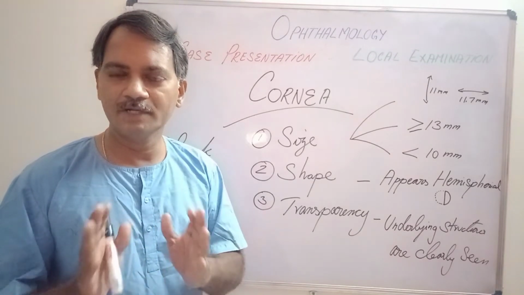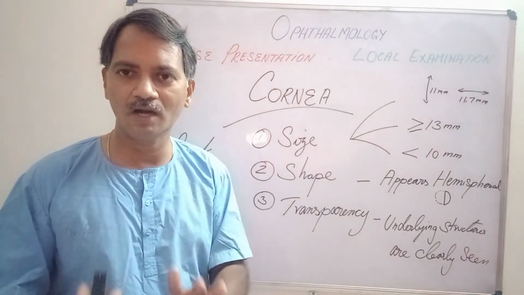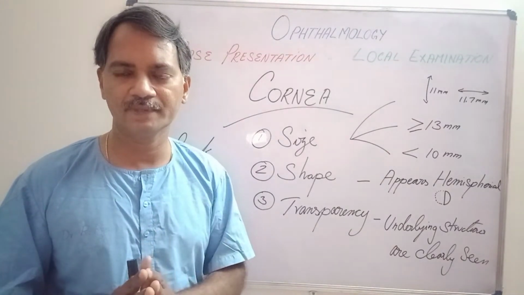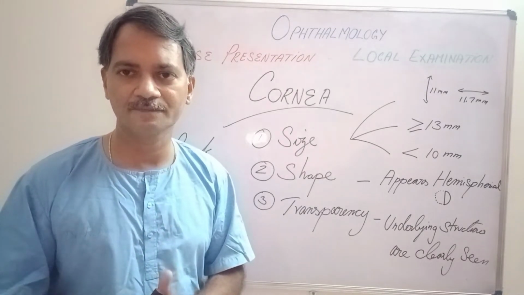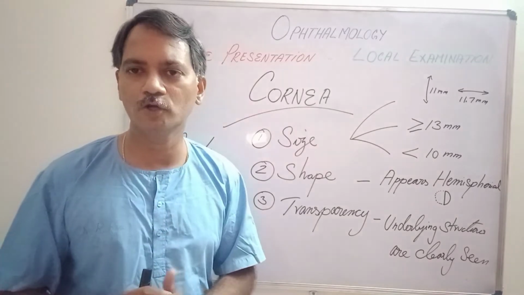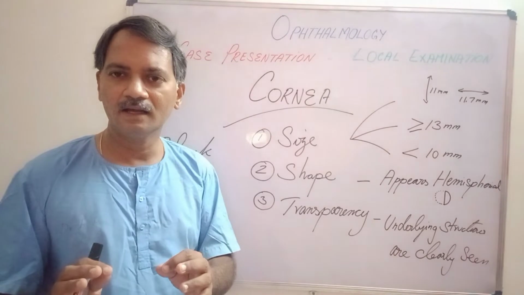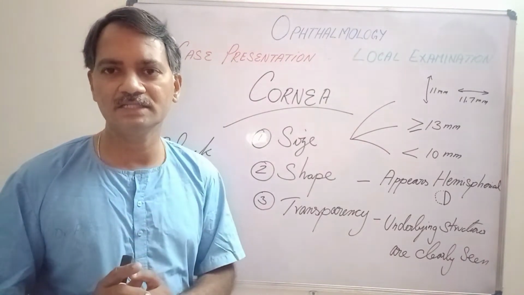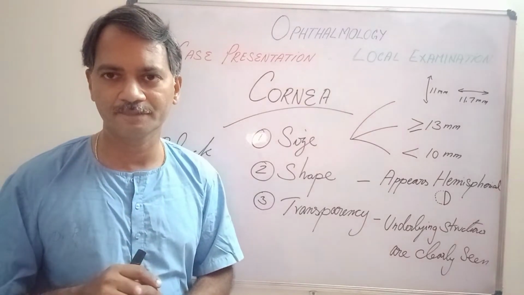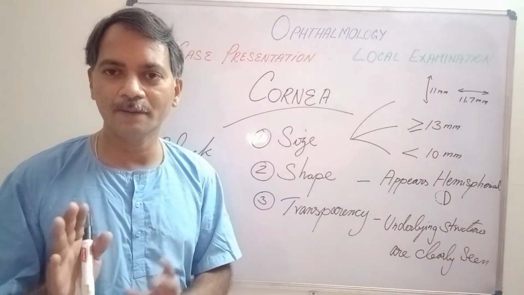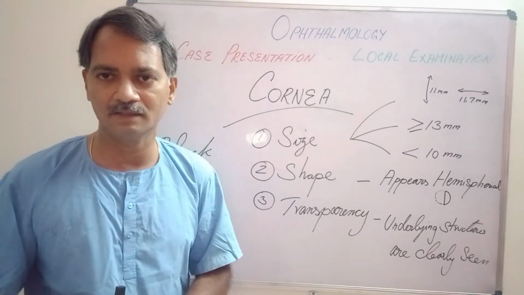If the diameter of the cornea is 13 millimeters or more, then it is called megalocornea. If the diameter of the cornea is 10 millimeters or less, then the cornea is said to be a microcornea. Next is the shape of the cornea. Cornea is actually elliptical in shape because of the difference in the vertical and horizontal diameters, but it appears hemispherical because the difference between the two diameters is very minimal.